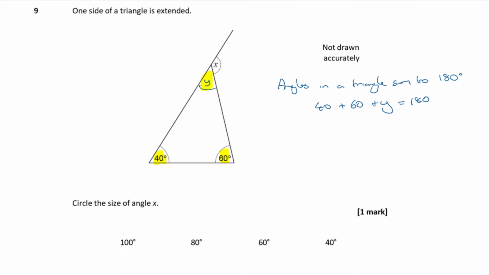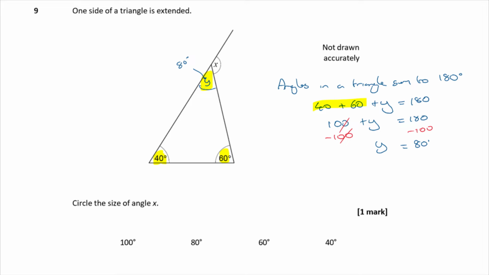So 40 plus 60 together, those two added up is 100. Okay, so if I then subtract 100 from both sides, they cancel, leave me with Y on the left, and on the right I'm going to have 180 take away 100, which leaves me with 80 degrees. So that means that one in there, look, is 80.